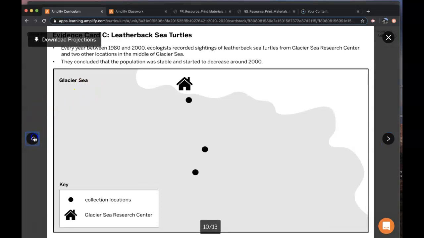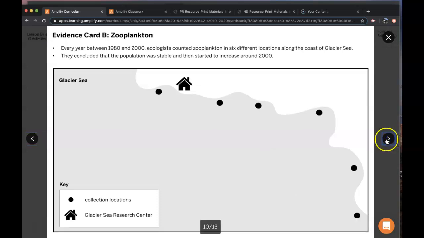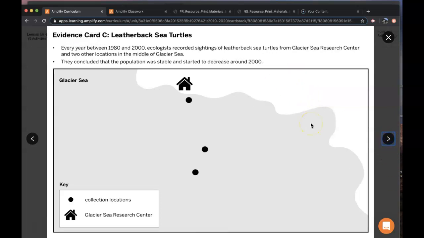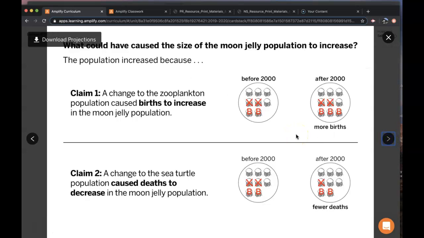So we would say overall the zooplankton evidence, cards A and B, is stronger, especially because they are showing the same trend. Now, evidence cards C and D are showing different trends. We know they don't do a very good job of representing the whole population, but they're also showing different conclusions. One is saying that it decreases after 2000, and one is saying it just stayed stable the whole time. So what we need to think about is, which claim do we think is best supported by evidence? Is there a change to the zooplankton that's causing the births to increase? Or is there a change to the sea turtle population that's causing the deaths to decrease?